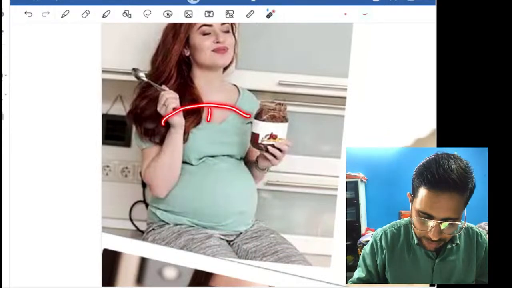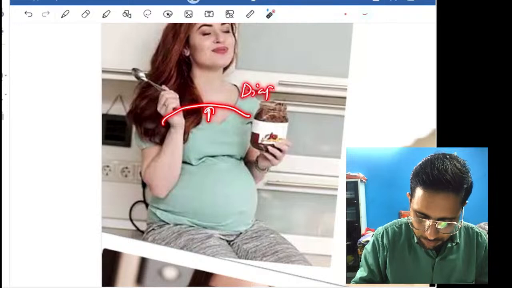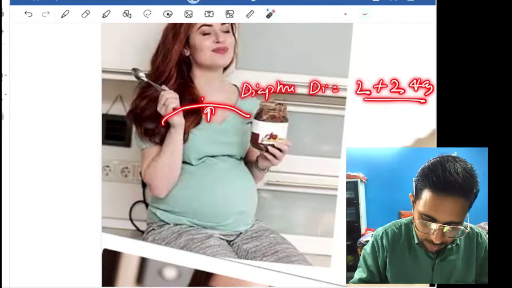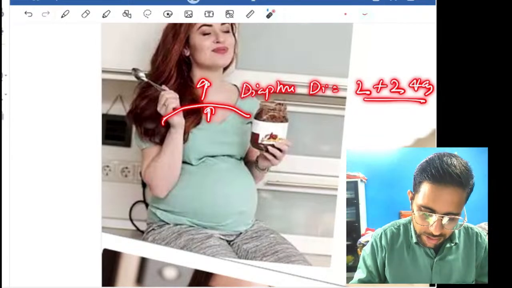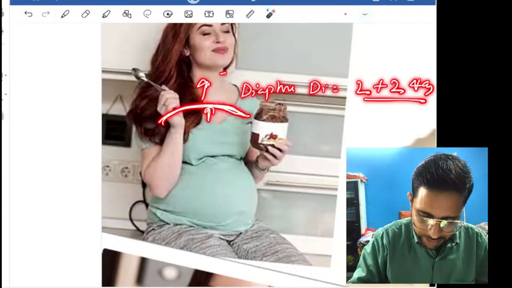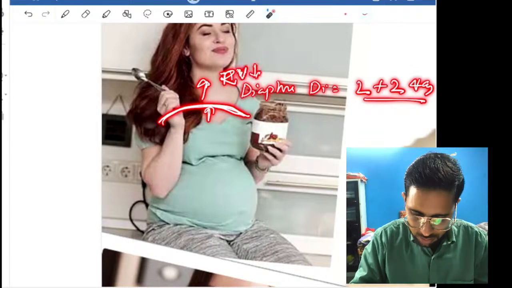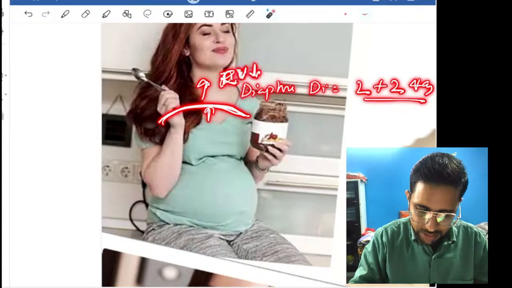Diaphragm goes up in the pregnancy. Dia means 2, so just add 2, so 4 centimeter. Diaphragm goes up by 4 centimeter. So less space for the lungs, so tidal volume and reserve volume decrease. Yes. So diaphragm.